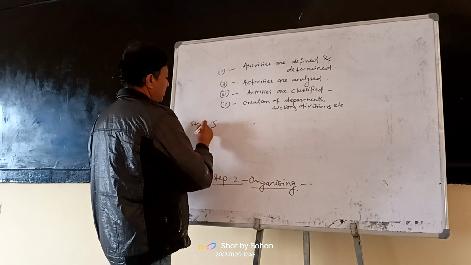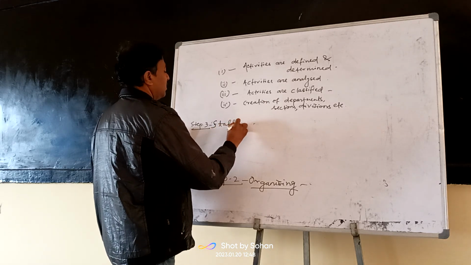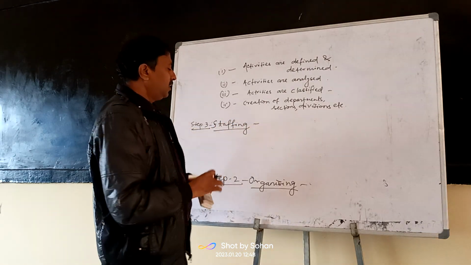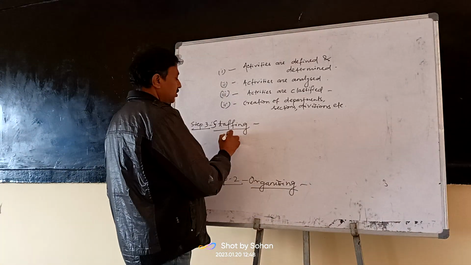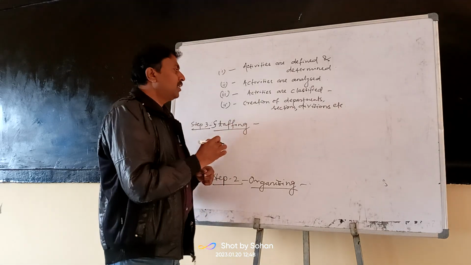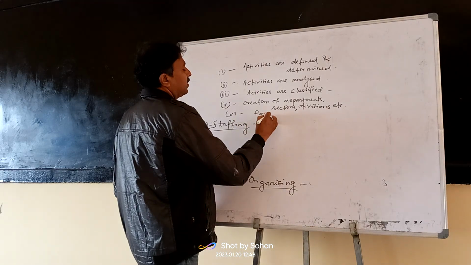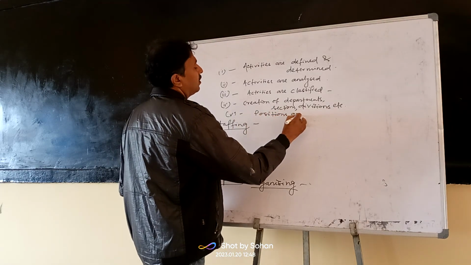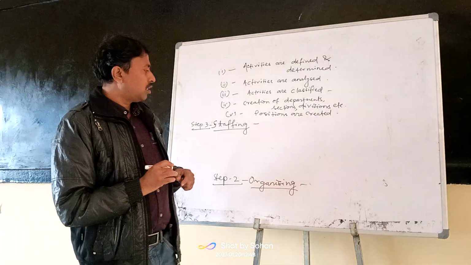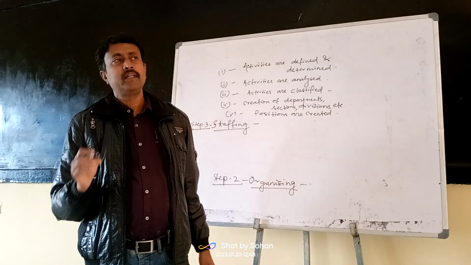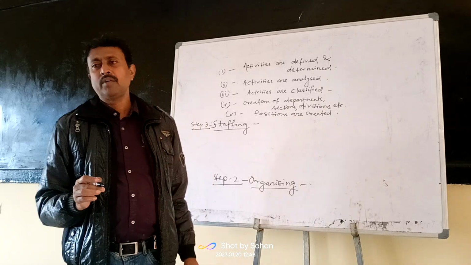In step 3 of the process, staffing. Staffing is simply an activity of filling the position. Filling the position means that when, in the organizing process, positions are created, staffing is the process of placing the right people in the right position in the organization in order to execute the tasks assigned to the various positions.